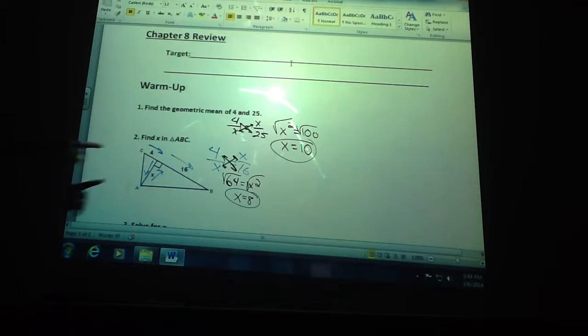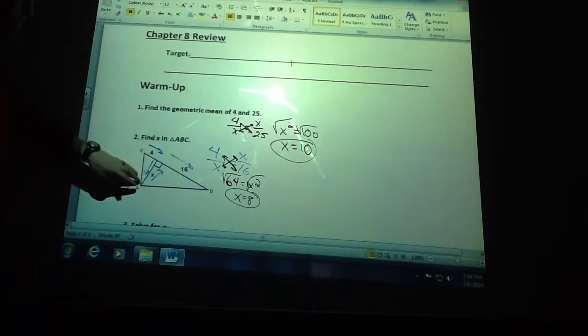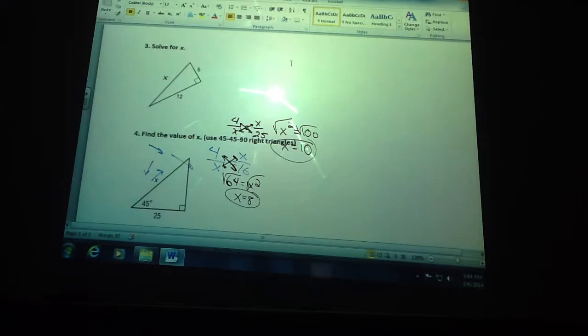So for any triangles that you're trying to find the middle section, or if you're trying to find this side, all you have to do is take this over the middle equals the middle over the other side. Next, to look at problem number 3 and problem 4.